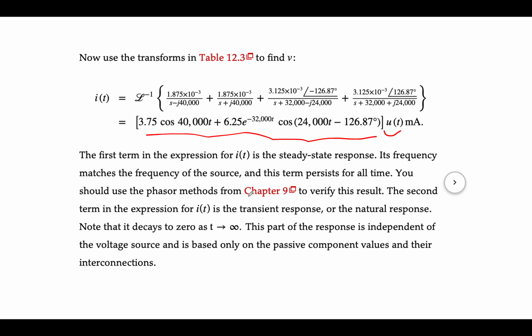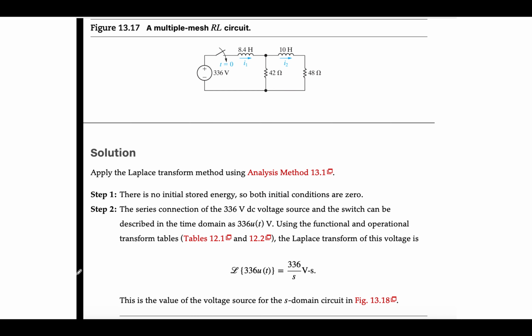Okay, and then they do recommend you could use phasor methods to verify this result. Kind of. You can verify this first part. You won't see this second part with the exponential decay because it is a transient response. Okay, so that concludes the examples that I wanted to look at for simple single mesh or single node circuits. And we'll look at one more thing, which is a multiple mesh RL circuit.